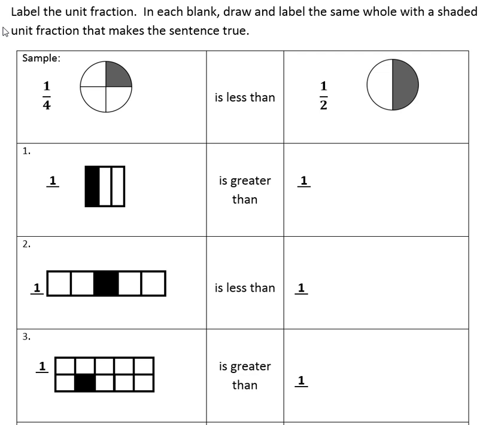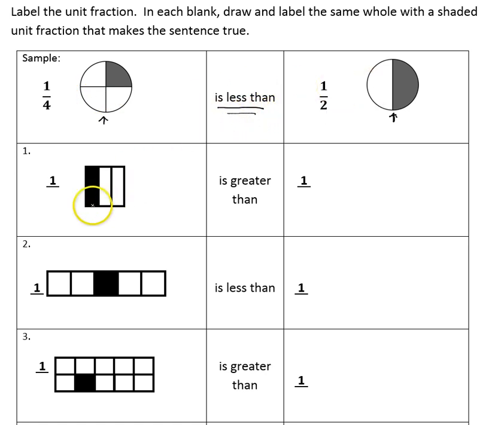The sample has been done for us. We started with 1/4. They drew a circle, divided it into 4 pieces, and shaded in 1/4. The sentence is less than, so I would read this problem as 1/4 is less than 1/2. And we've taken the same whole, divided it into 2 pieces, and shaded in 1/2. The key here is that the pieces that you're comparing must start with the same whole, and that when we read the statements from left to right, they make sense.